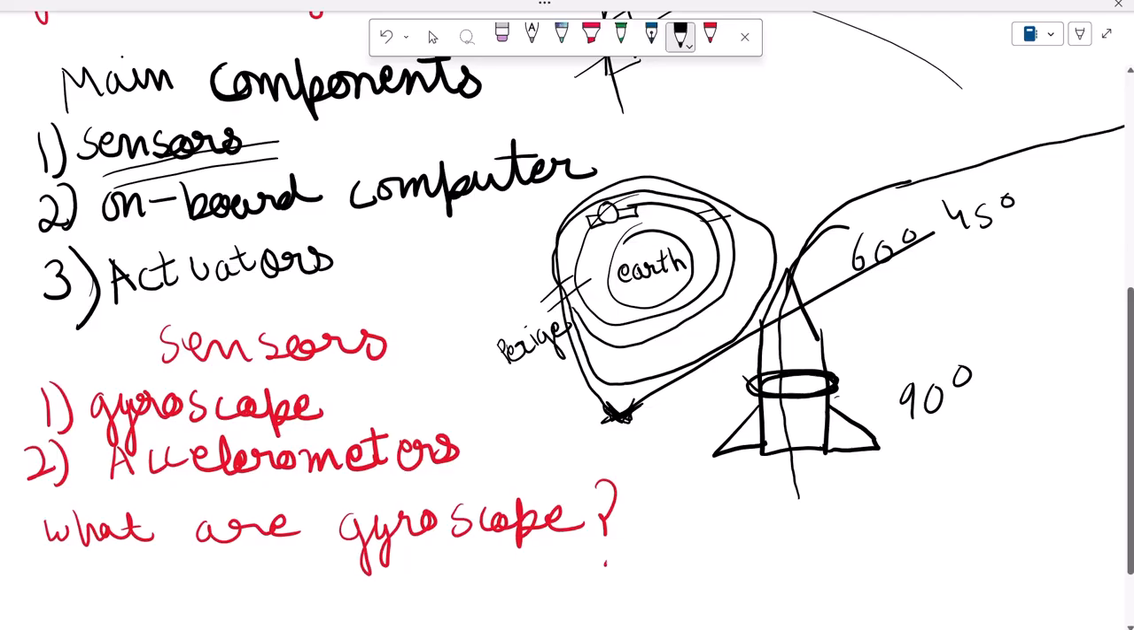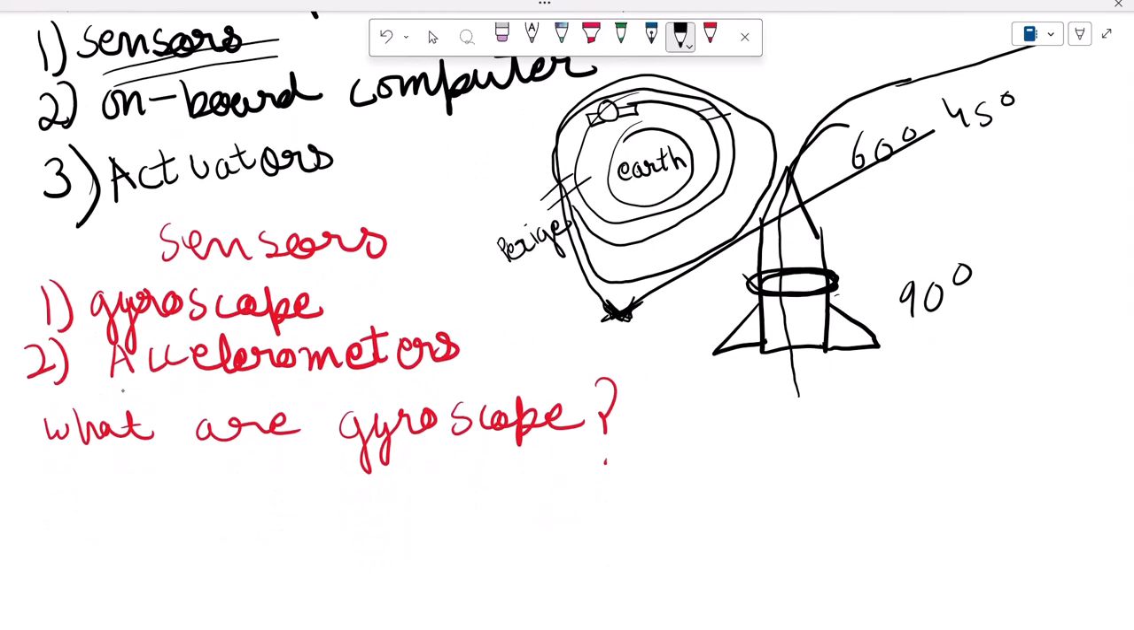And it also stabilizes rockets and satellites. So let's talk about the accelerometer.